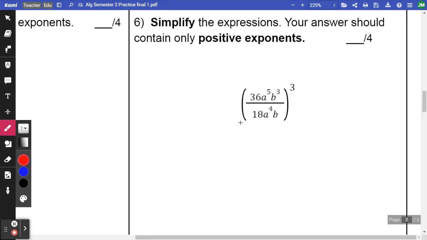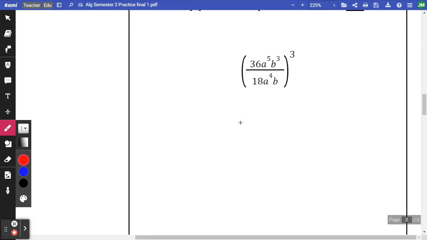Simplify the expressions. Your answer should only contain positive exponents. The trick to these problems is to simplify the inside as much as you can first, and then distribute the outside exponent. All right, so if we go in here and divide the numbers first, 36 divided by 18, we end up with that division.